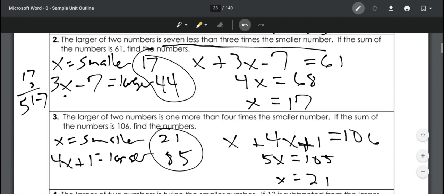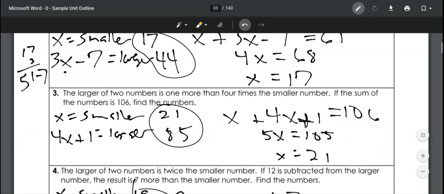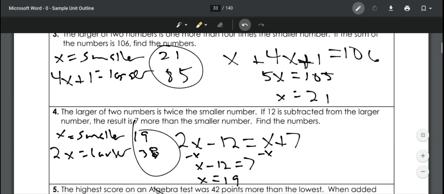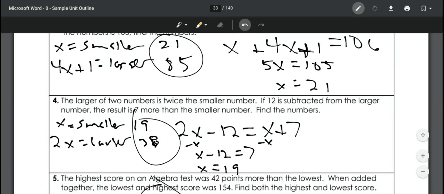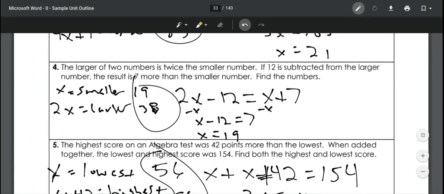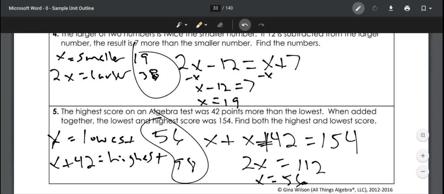Okay, so if we go back up here, I wanted you to try, I believe, number 3 on your own. You can see I got 21 and 85. Pause it if you need to look at it more closely. Number 4, I got 19 and 38. You have to read the words carefully, but 12 is subtracted from. So this is going to have variables on both sides. The result is your equal sign. And we got 56 and 98. Okay, so we're going to go on to the back now.